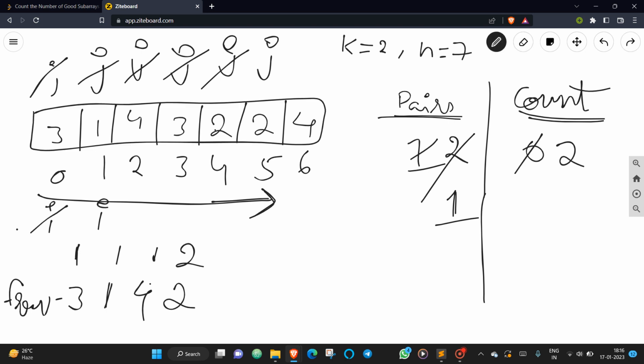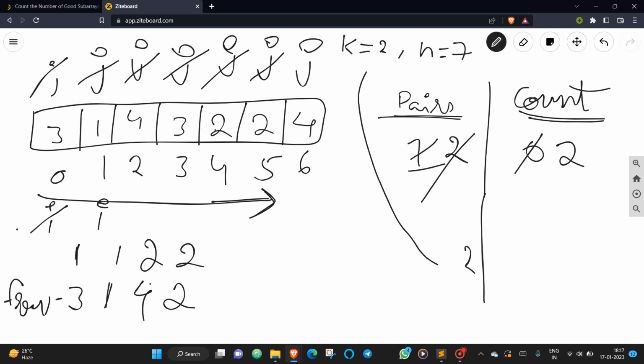Then your i will stand on the next, and you can again check your k is not satisfying with your pairs. So what you will do, you just increment your j to the next one. Now your 4's frequency will become 2. And now you add the pairs with the frequency of 4 minus 1, that is 2 minus 1, that is 1, right? So 1 plus 1 will give you a total of 2.